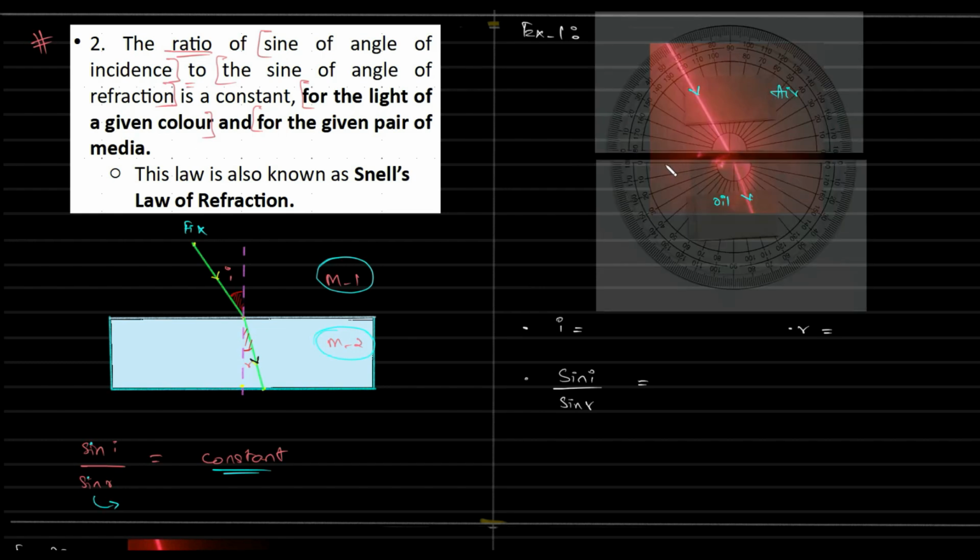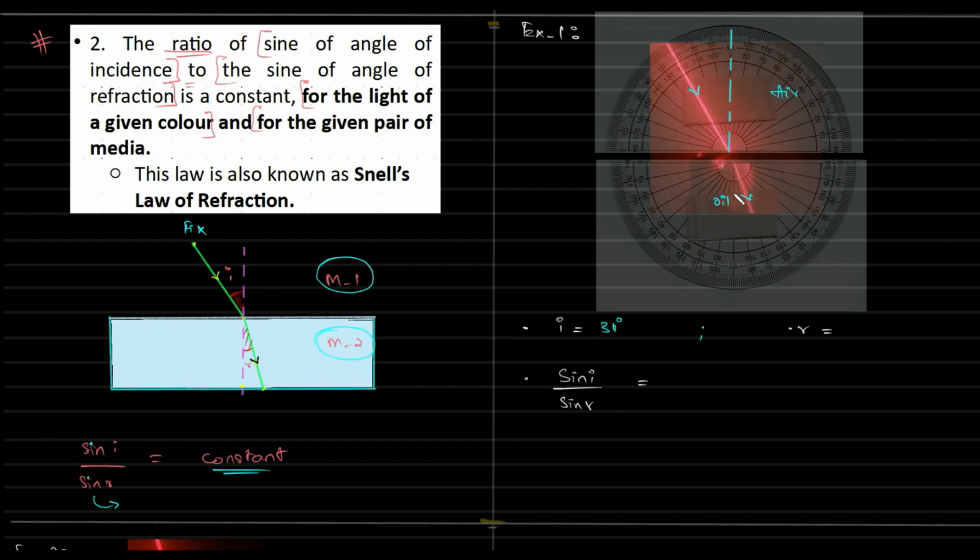Now I have a protractor. This is your normal, and with respect to the normal, we measure all the angles. So this happens to be 10, 20, 30, 31. So the angle of incidence is equal to 31 degrees. Okay, i represents the angle of incidence. So yes, 31 degrees.